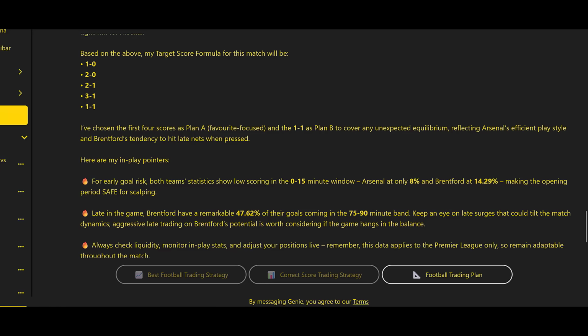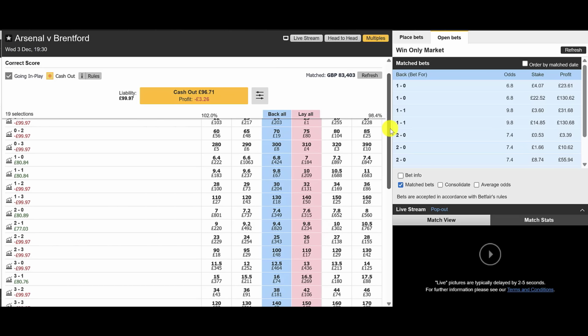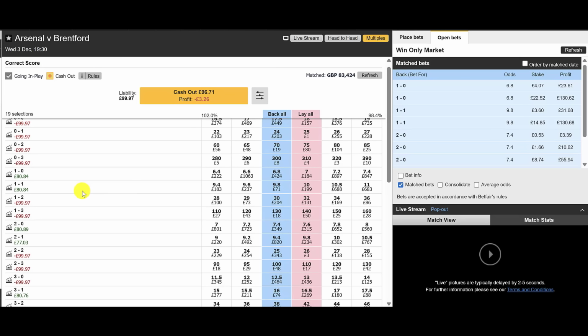Let's head over to the market and let me show you the correct score market here. We're all set up. I've covered the score lines that were suggested. I've Dutched the score lines here, okay? So a £100 stake is going to give us an even green of £80 on every outcome, apart from the 2-1 apparently. But anyway, doesn't matter. Let's see what happens in play.